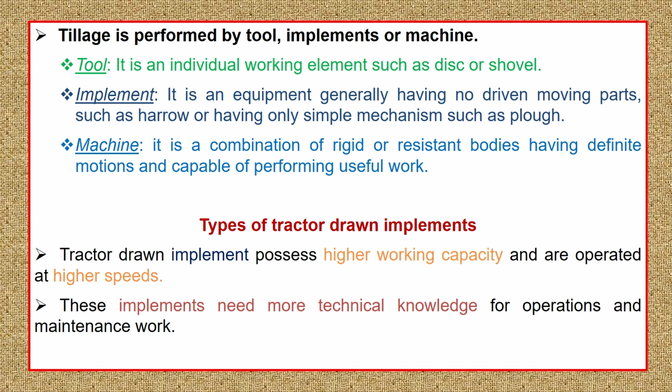So, types of tractor-drawn implements. Tractor-drawn implements are generally referred to as high working capacity implements. They are capable of working at higher speeds as well, and these implements need more technical knowledge in order to operate them and keep their maintenance under optimum condition. So these are some of the requirements and features of a tractor-drawn implement. They come with high working capacity, they are capable of working at higher speed, and they do require more technical knowledge for their operation and maintenance.